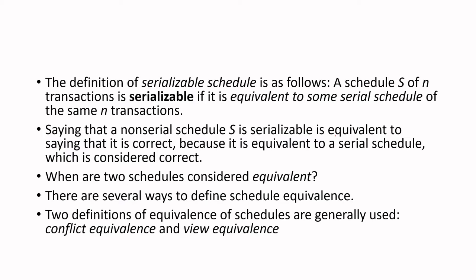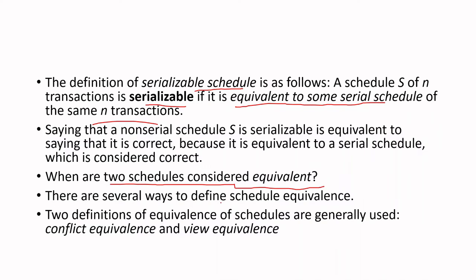Such schedules are called serializable schedules. The definition of a serializable schedule is: a schedule S of n transactions is serializable if it is equivalent to some serial schedule of the same n transactions. One aspect of equivalence is that the results are the same, the same set of output. But more formally, how can we say that two schedules can be considered equivalent?